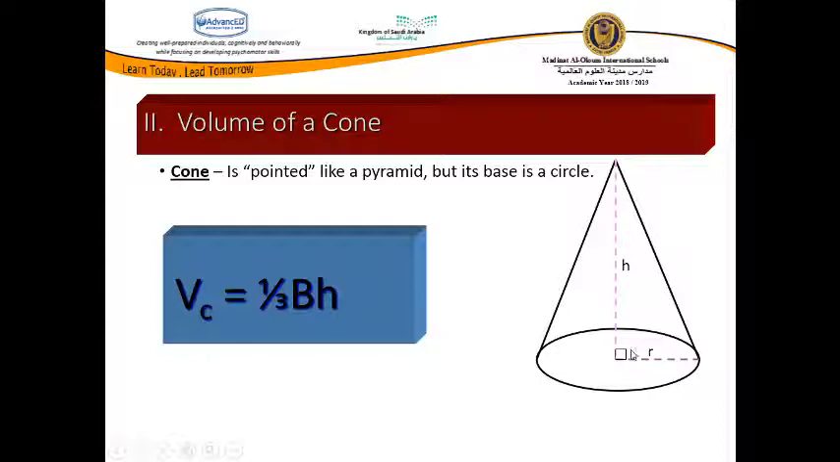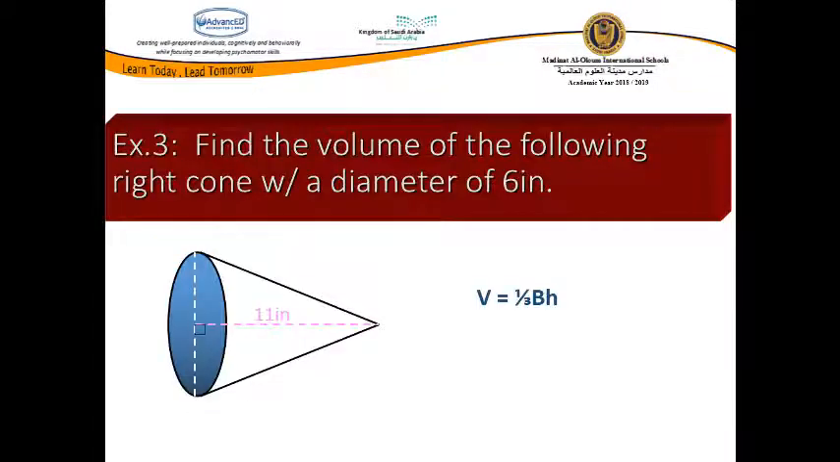What about the cone? The cone has the same formula as the pyramid, but its base is a circle, a circular base, and we know that the area of the circle is pi r squared. Then we can put the area instead of B, we can put pi r squared h. Then the volume is one third pi r squared h.